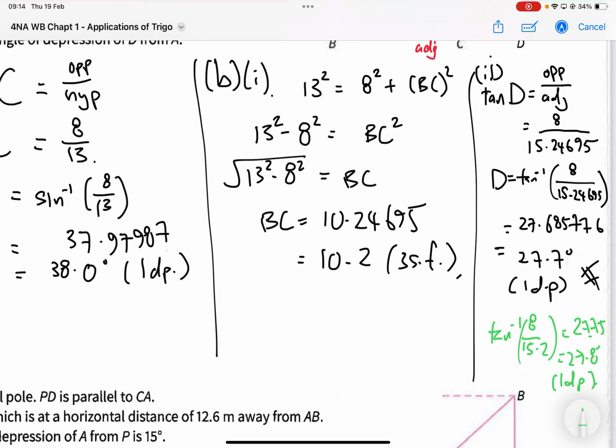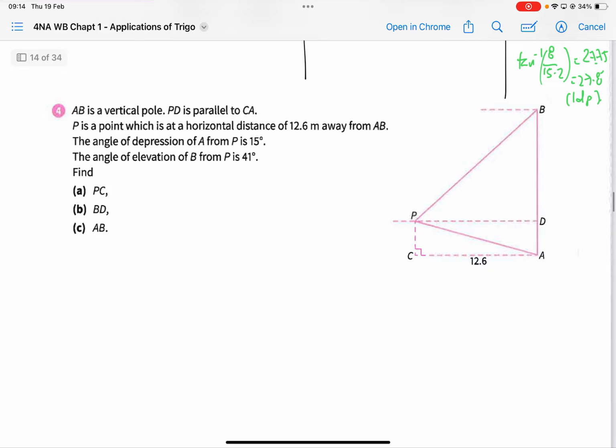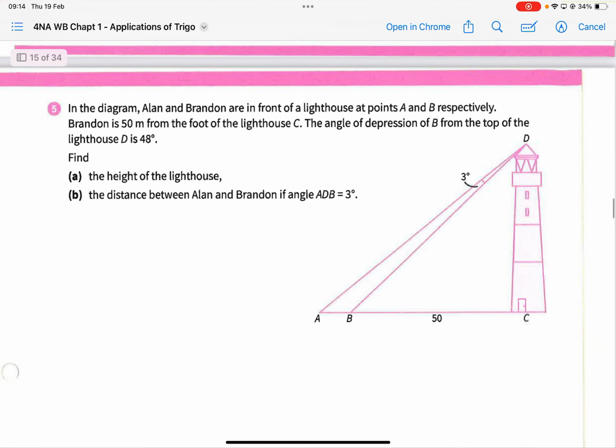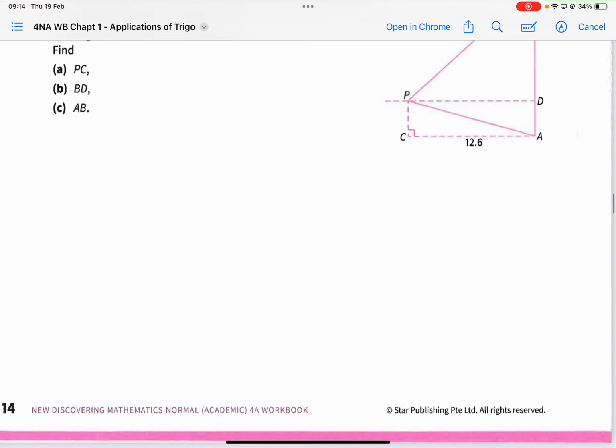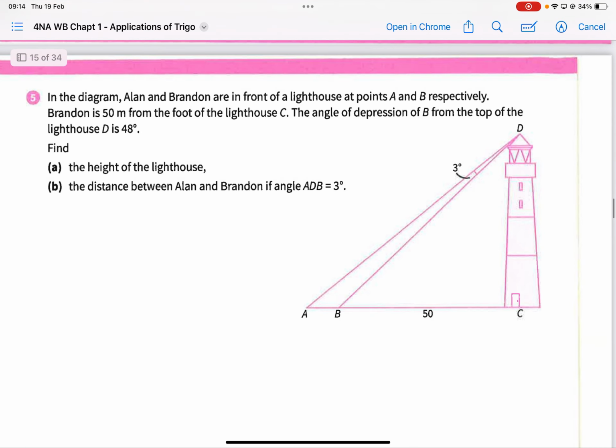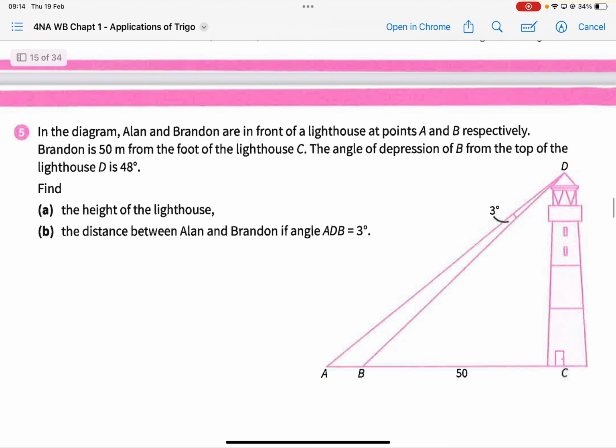Okay, can we continue? AB is a vertical pole. PD is parallel to CA. We skip 4 lah. Not interesting leh. Question 5 more interesting, right? Got picture. Got lighthouse.